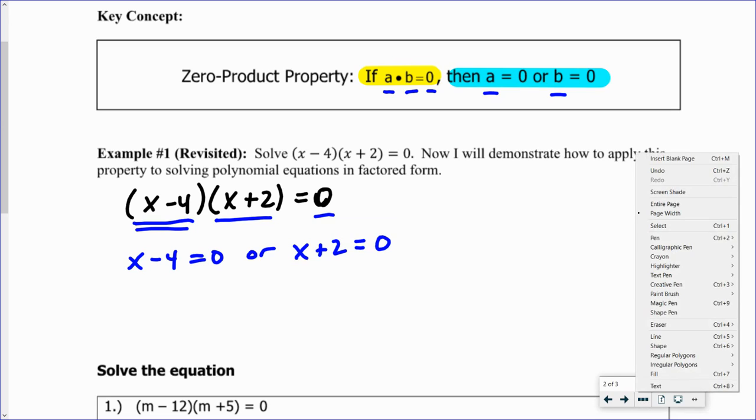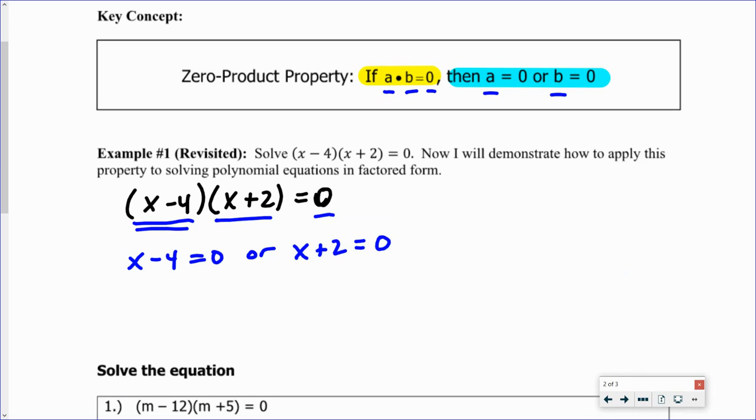So let's solve those easy one-step linear equations. Add 4 to both sides and we get x equals 4.